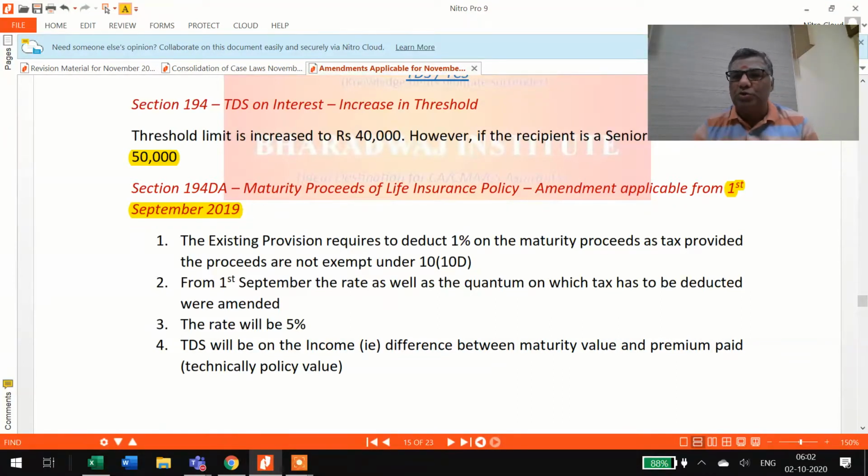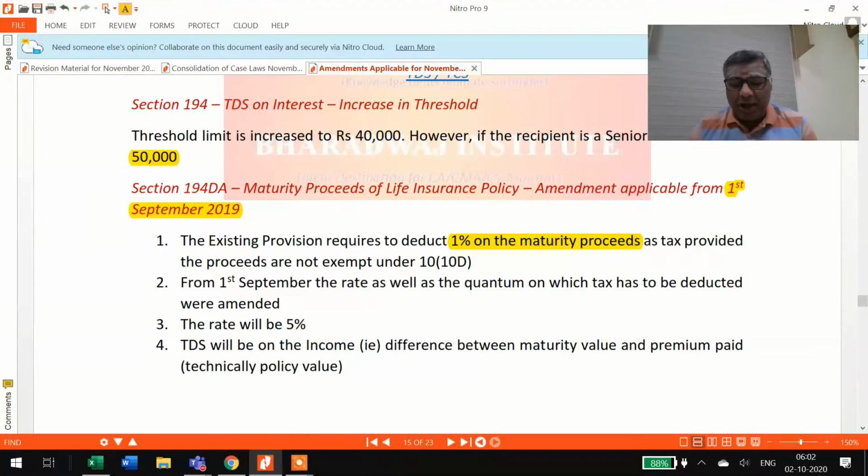Second, and one of the interesting amendments which took place from September 2019 is the most relieving amendment of maturity proceeds of life insurance policy. The pre-amendment provision requires to deduct 1% on the maturity proceeds as tax, provided the proceeds are not exempt under 10(10D).